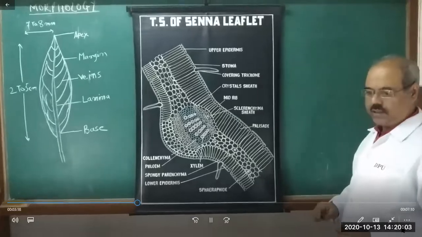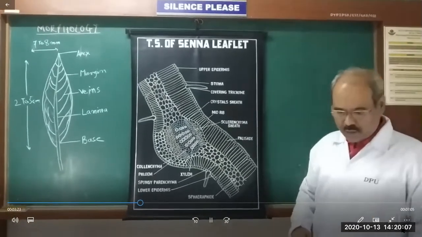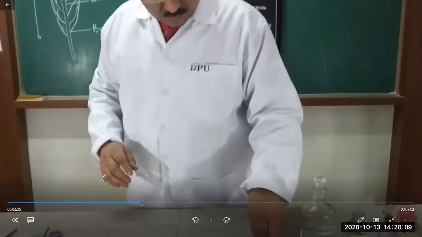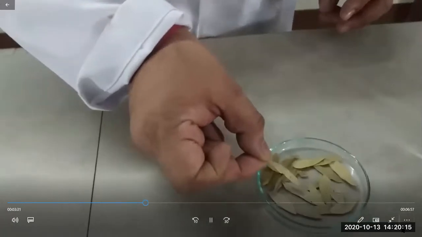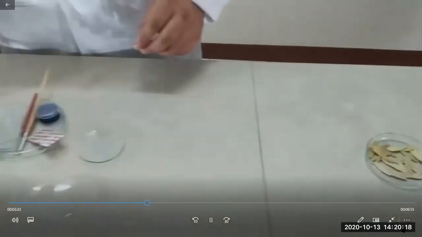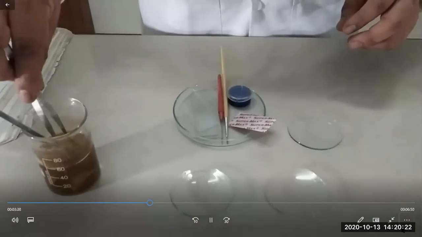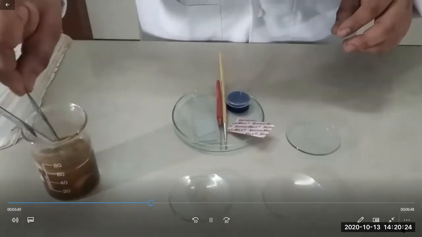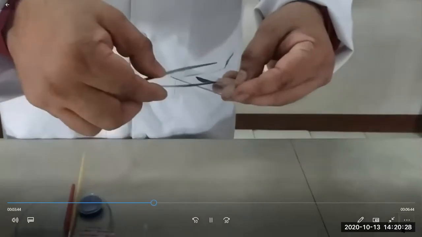Now we will see the section cutting of the Senna leaf. So this is the Senna leaf, the dried leaflet of the Senna. These are the boiled ones. First we have to take the leaf and place it on the slide.